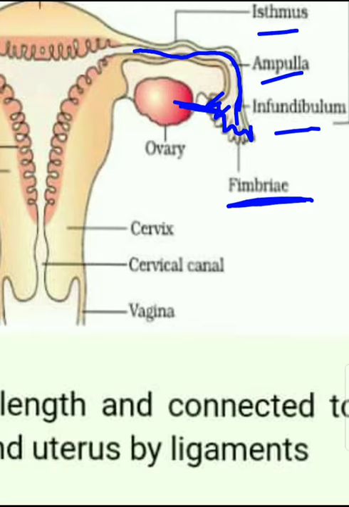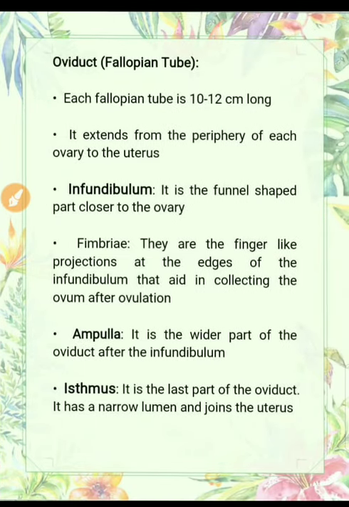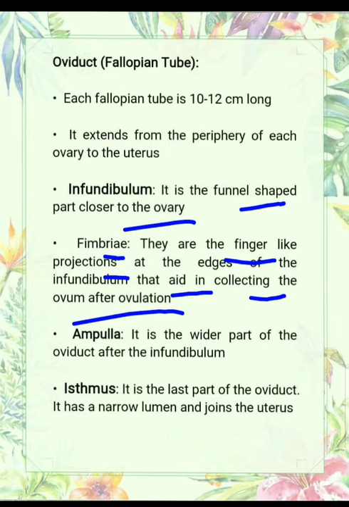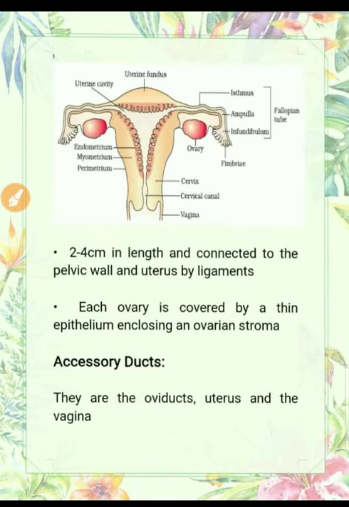This is the pathway followed by the ovum. The infundibulum is the funnel-shaped part closer to the ovary, and it has fimbriae. These are the finger-like projections at the edge of the infundibulum that aid in collecting the ovum, meaning they help in collecting the ovum after ovulation. Next is the ampulla. Ampulla is the wider part of the oviduct after the infundibulum. Just after the infundibulum, the ampulla is present.